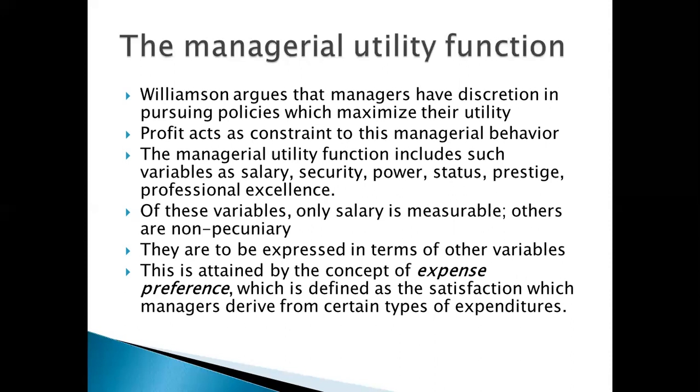And here profit acts as a constraint to this managerial behavior, because the owners must get a certain reasonable and acceptable level of profit. The managerial utility function includes such variables as salary, security, power, status, prestige, and professional excellence. So these are the things which will decide the managerial utility function.